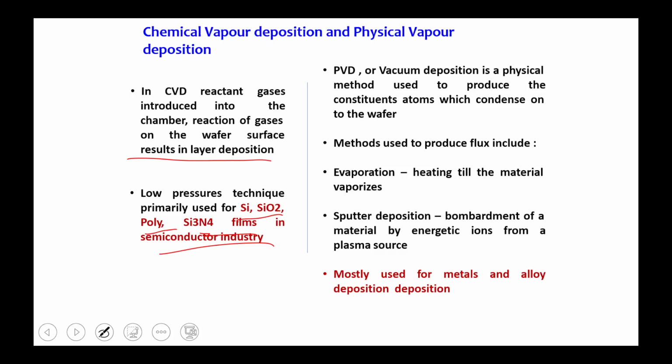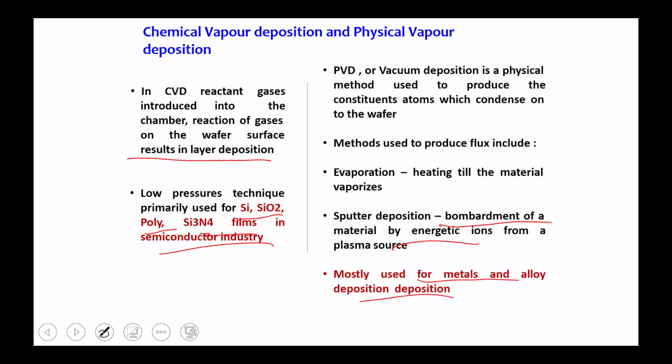In sputter deposition, bombardment of the material by energetic ions means we use RF for bombardment of atoms on the surface of the target. We create ions of argon or oxygen, whatever gases we use, for the RF plasma. These ions strike the target material and bombard its surface, and they release atoms. Those atoms stick on the surface of the film. It is mostly used for metal and alloy deposition systems.